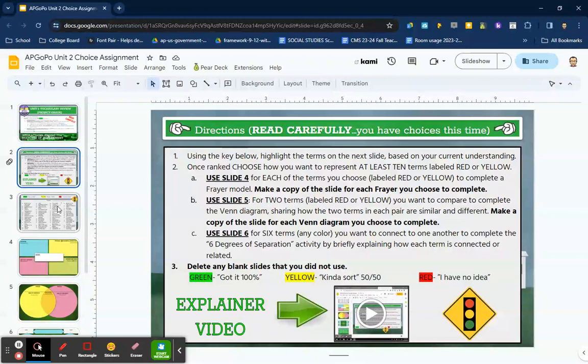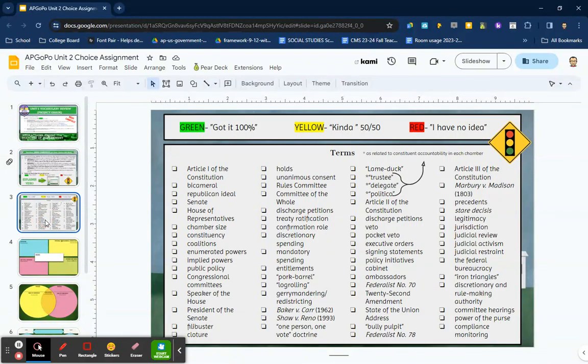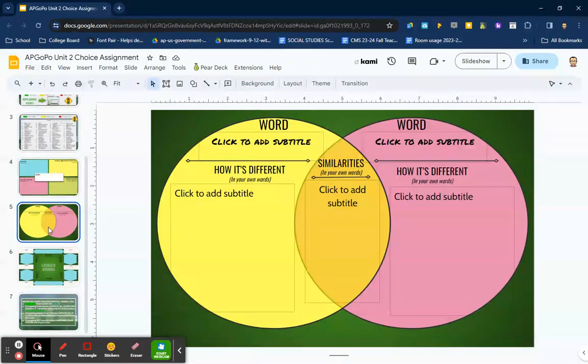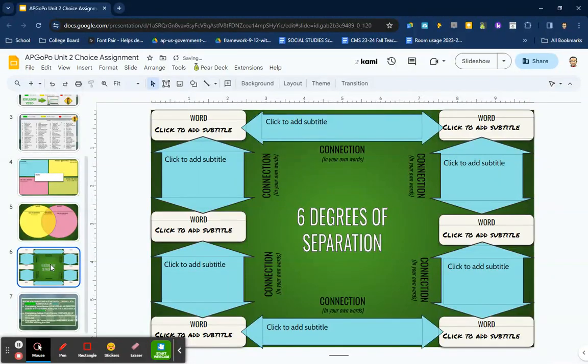Like before, when you get to slide 3, you're going to highlight green, yellow, or red, depending on the level of difficulty for you. And then you're going to take some of those red and yellow, or maybe some greens if you have a lot of greens, and apply what you learned in terms of vocabulary. But here's the thing, if you just do this Frayer model, that makes 1 term, and then you do the Venn diagram, that's 2, makes a total of 3, and then you do slide 6 with the six degrees of separation, that's a total of 9 terms.